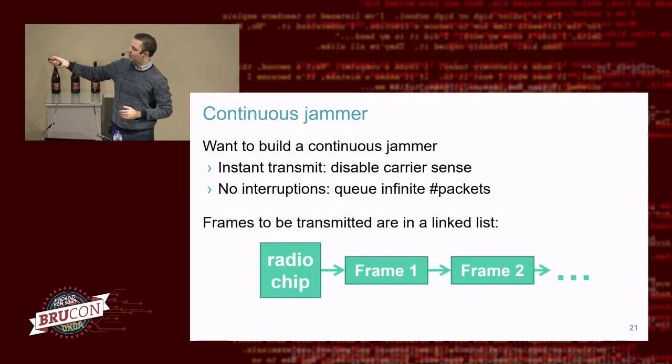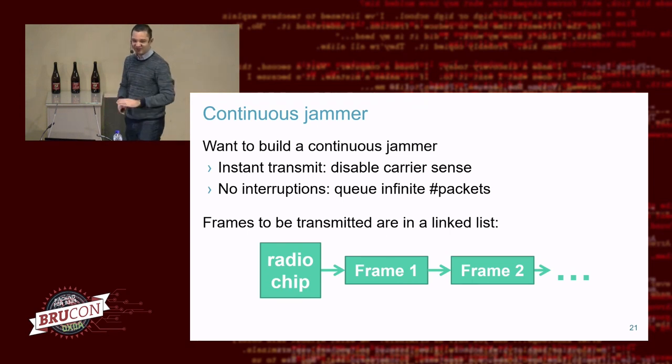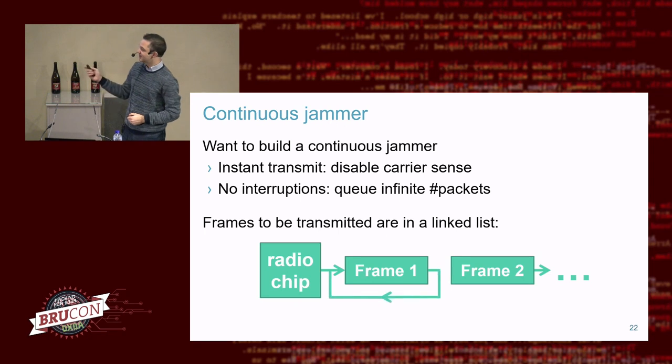We have our Wi-Fi chip here. And essentially, it's given a linked list of frames that it should transmit in the future. And how do we then manipulate this into sending an infinite amount of packets? Well, it's actually really simple. Maybe some of you already have a clue how to do it. We simply turn this linked list into a circular list. And there you go. We are now sending an infinite amount of packets without any interruption at all, while using a very low amount of memory.